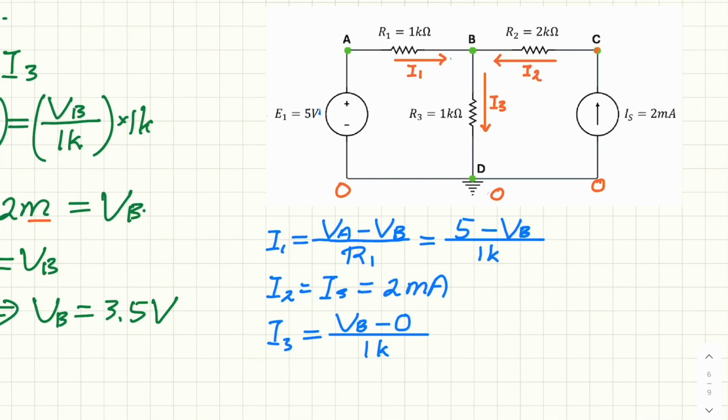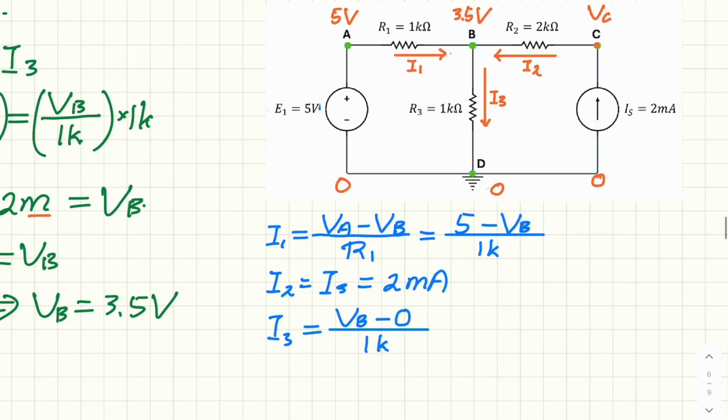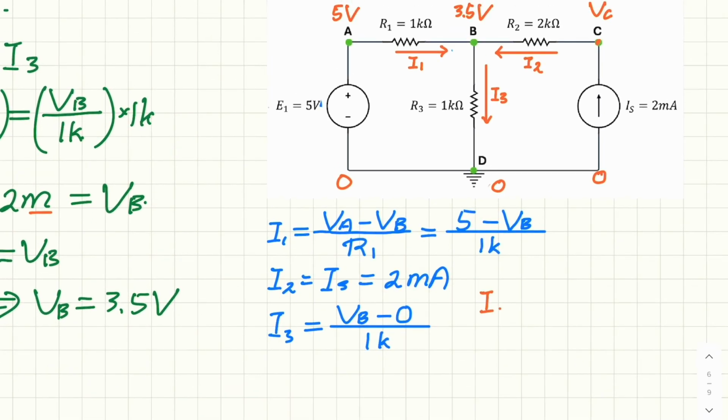The voltage at node C can be calculated from the potential difference between B and C. Now let's put A is 5 volts. B, we just found, is 3.5 volts. And we want to find the voltage at C, so we can say VC here. And we can apply Ohm's law. Ohm's law says I2 equals IS, and this is equal to the high minus the low.